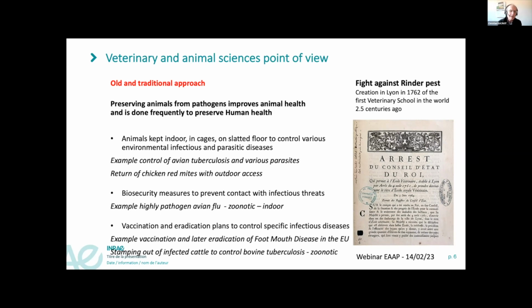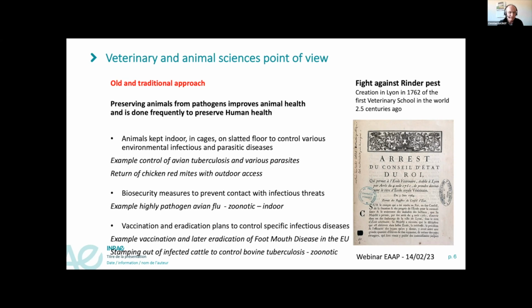The main important ones for me: animals kept indoors, in cages, on slatted floors. This is done to control various environmental factors, including infectious and parasitic diseases. For example, we got rid of avian tuberculosis and various parasites when we put poultry in flocks with intensive farming. A counter-example is the return of chicken red mites with the possibility of outdoor access these days.